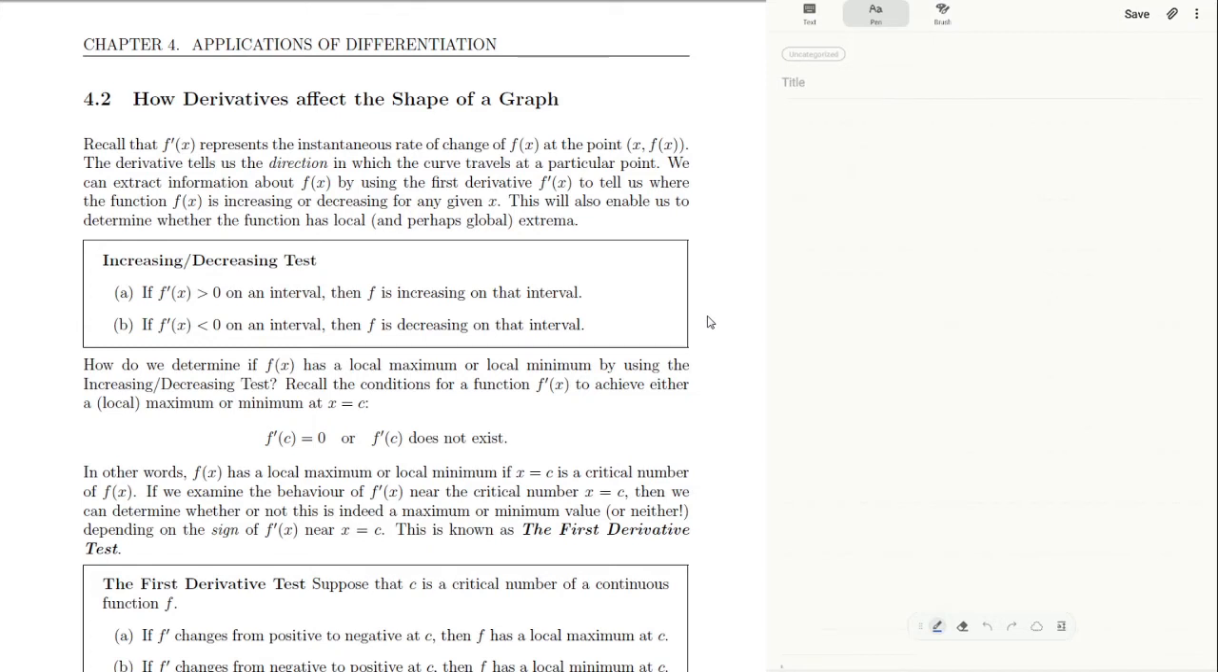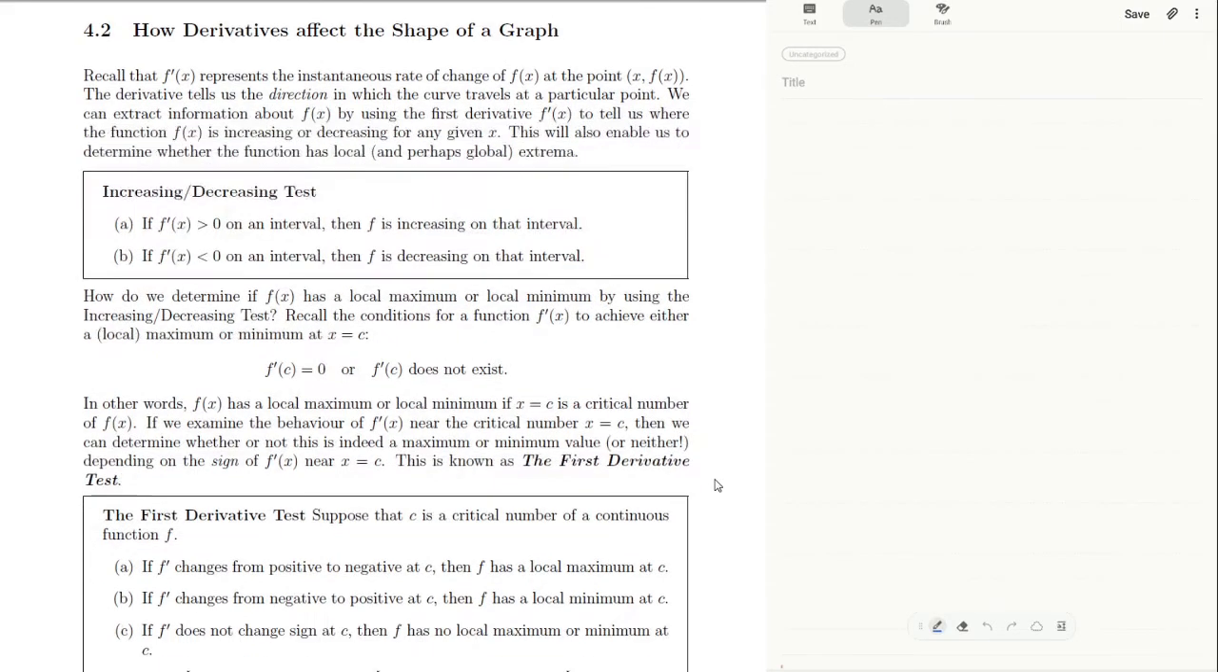So recall that the conditions for a function to achieve either a local max or local min was either that the derivative was equal to 0, so it has 0 slope, or if the derivative was undefined. So this could be at sharp corners, for example. So in other words, the function will have a local maximum or local minimum if that point is a critical number. And we can determine whether it's a local max, a local min, or neither by examining the behavior of the derivative near this critical number.